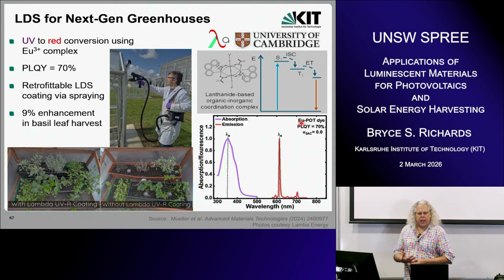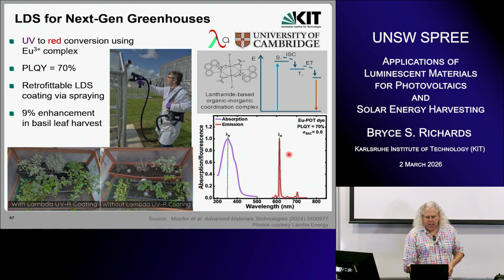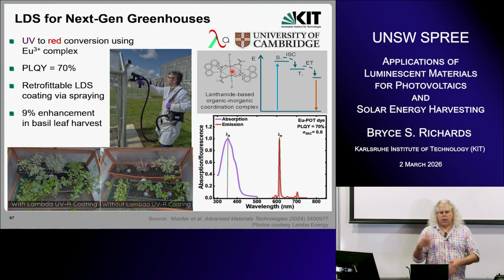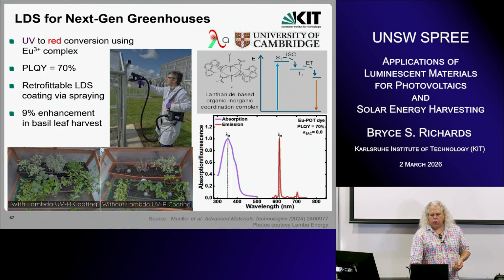Here we're working with the University of Cambridge, who are making, in this case, some of the optical materials. We're doing the photonic design and optical characterization. And there's a company called Lambda Energy or Lambda Agri, and they're trying to take this product so that you can spray coat it onto the outside of your greenhouse.